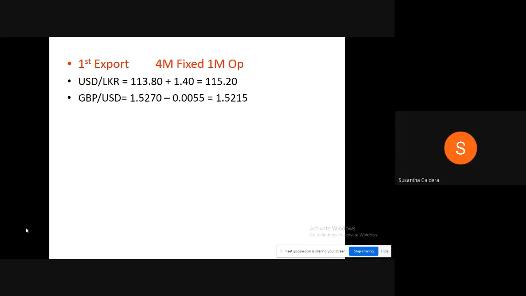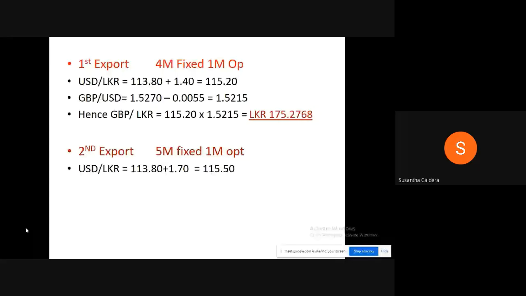Second one, GBP US dollars. Did you get this answer? That also came. Therefore, GBP LKR is 175.2768. Right?